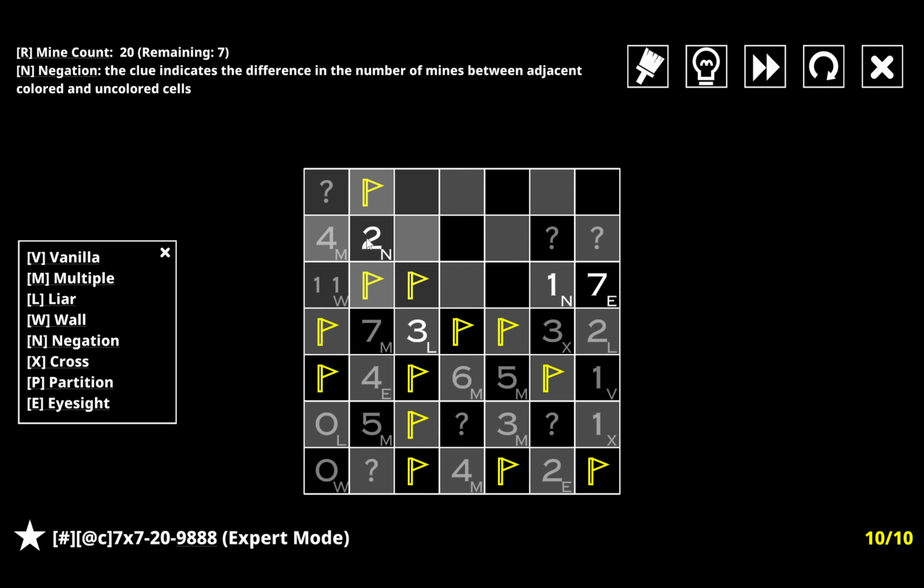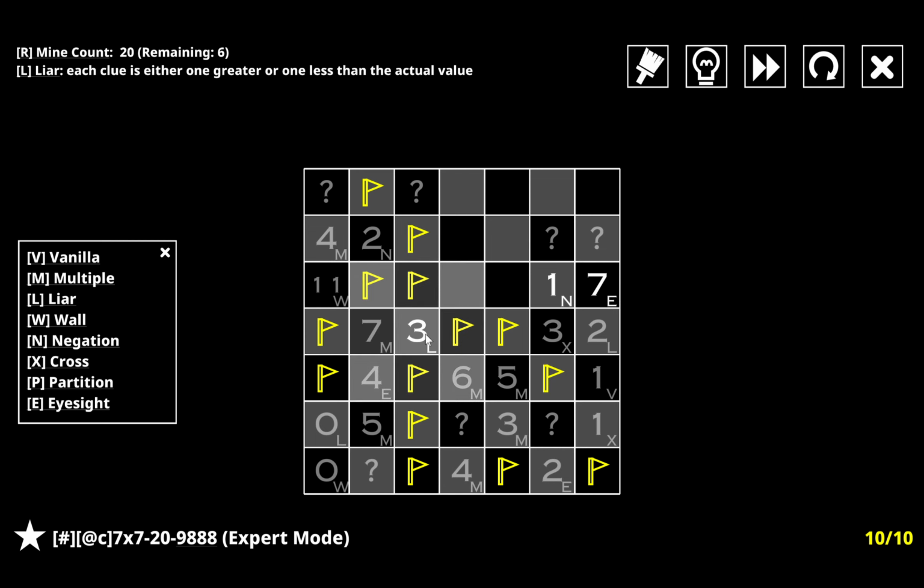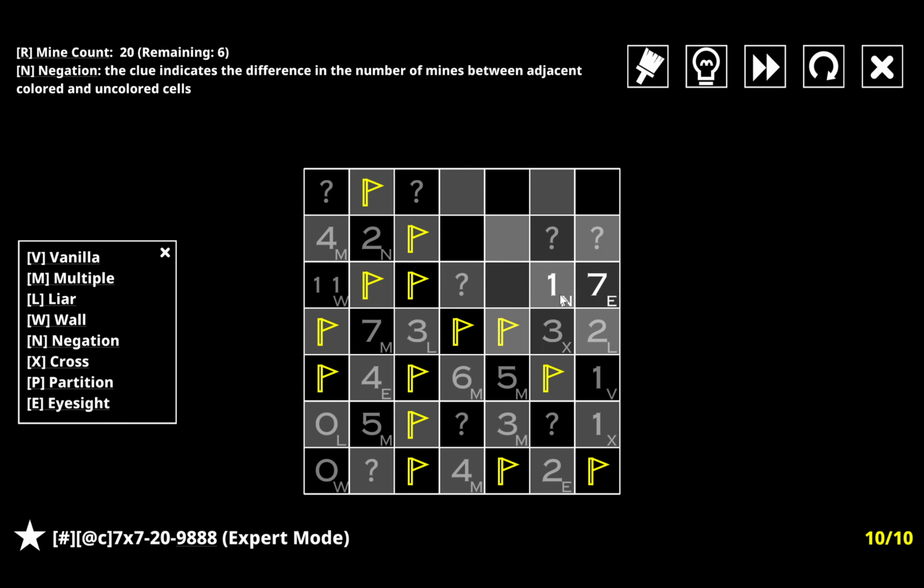This 4 multiple is also done. And for this 2 negation to be completed, we need to put our last mine here. Put it up there, then we're at 0, and then you can only get up to 1 at most. So there we are. This 3 layer clue has 4 mines around it already, so it's also finished.